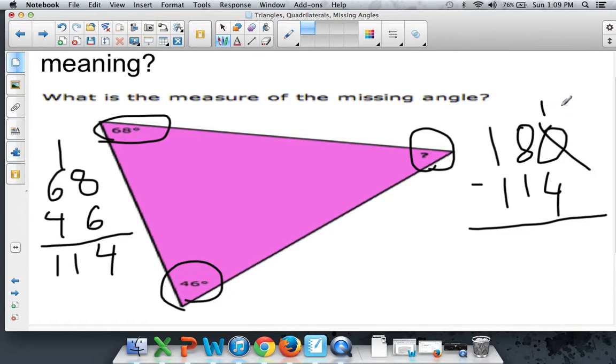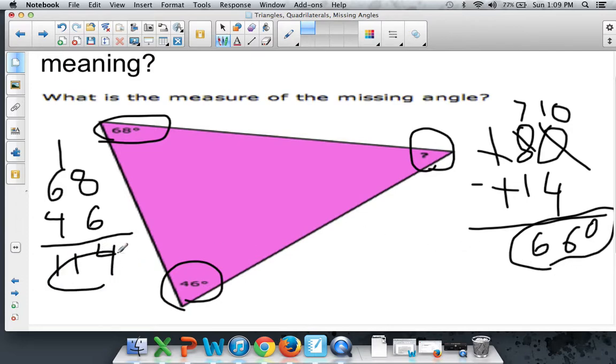Borrow to make that 10, turning this into a 7. 10 minus 4 is 6. 7 minus 1 is also 6. And 1 minus 1 is 0. Leaving us with 66. And if you want to double check by addition, 66 plus 114 will give us what our total is supposed to be, which is 180 for a complete triangle.